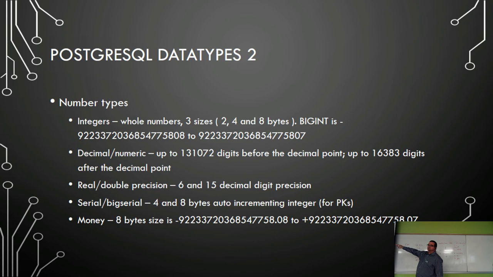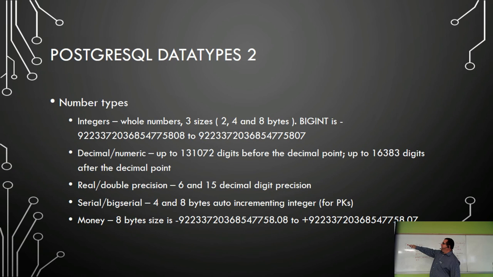The big int is that big number there. From negative to positive. I don't know why, but it's wrapping. This is -9 to positive that. It's a big number. Yeah, it's good forever. Yep.